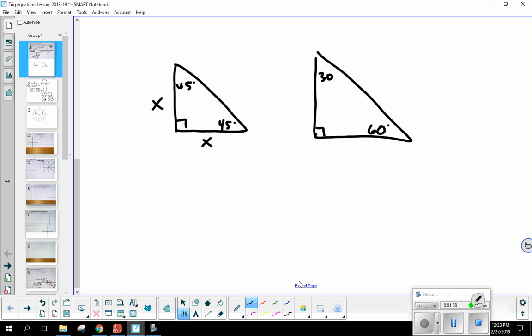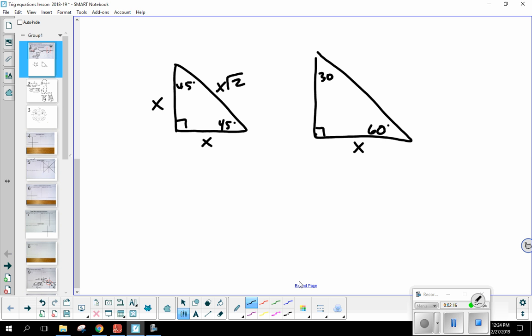Okay. All right, so what would I do to one of those shorter legs, x, to get the hypotenuse of this triangle? I got to multiply it by something. Oh, not just 2. Square root of 2. So if I take the leg, multiply it by square root of 2, that's the relationship we're looking for in that triangle.